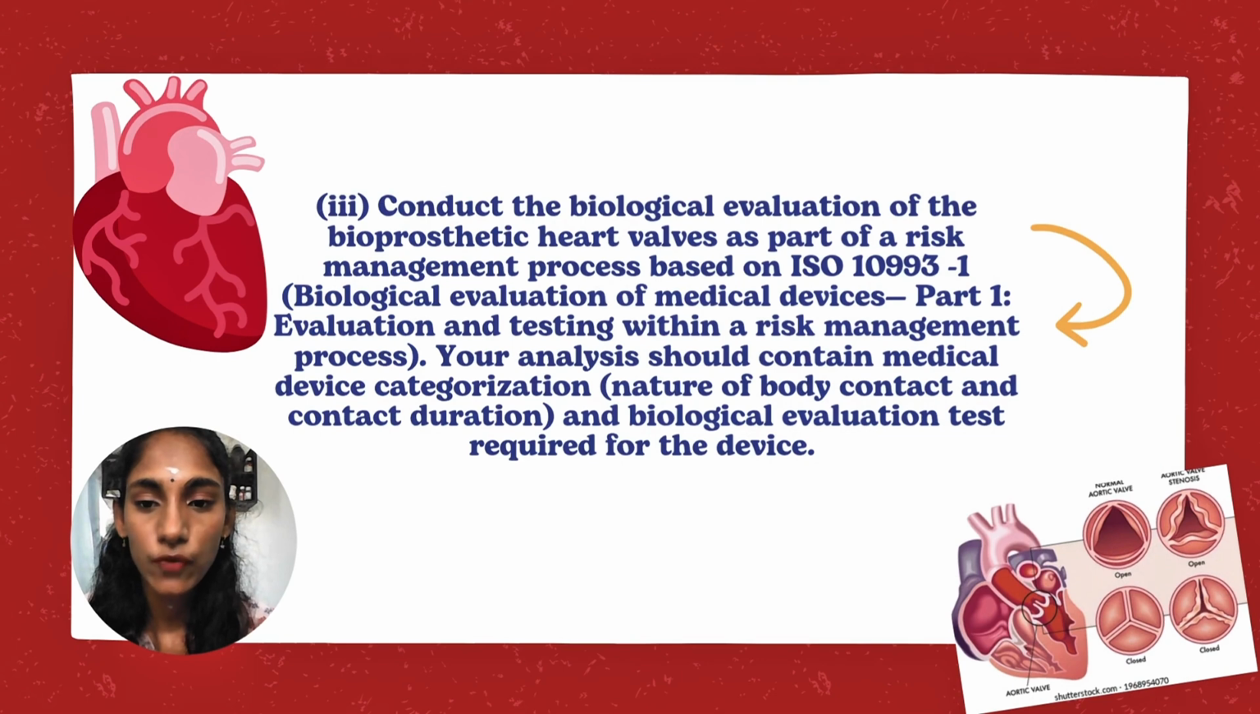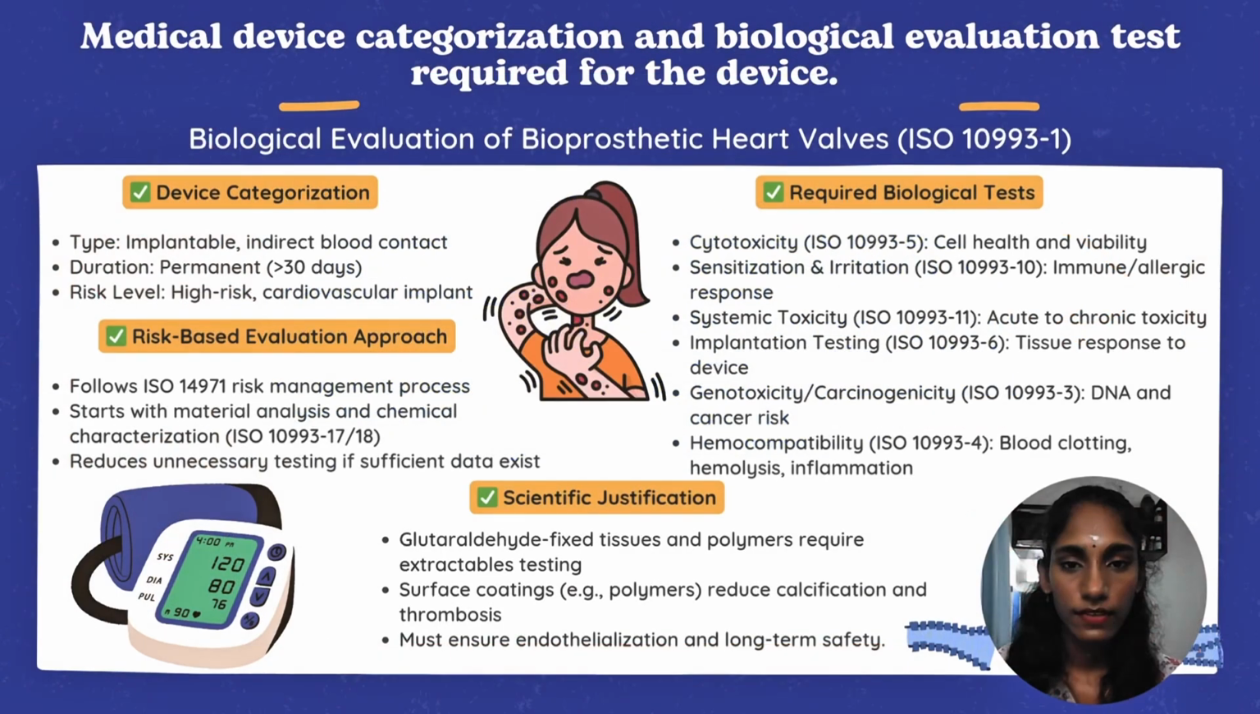Next, I would like to go for question 3, which is to conduct the biological evaluation of the bioprosthetic heart valve as part of a risk management process based on ISO 10993, Biological evaluation of medical devices, Part 1, which is evaluation and testing within a risk management process. Your analysis should contain medical device categorization, nature of body contact and contact duration, and biological evaluation tests required for the device.